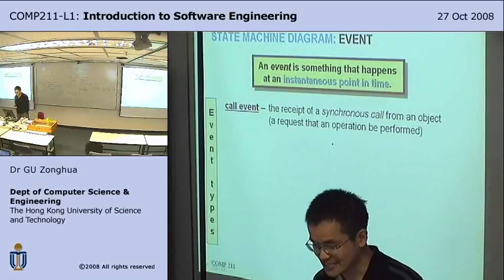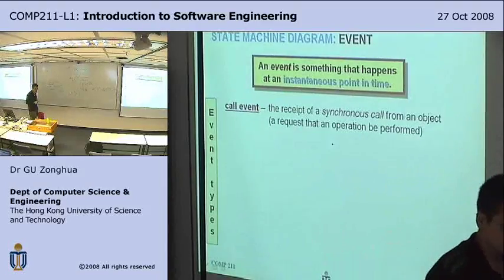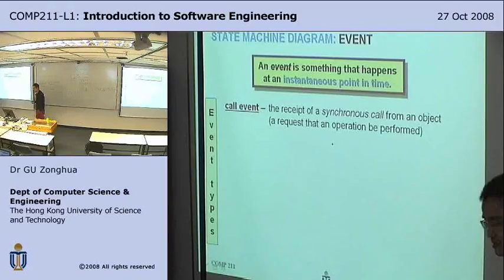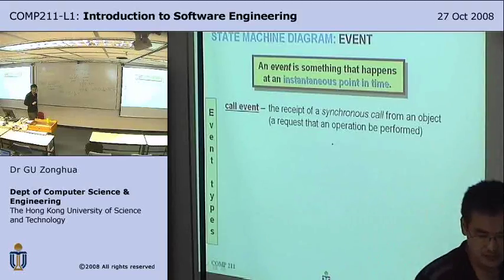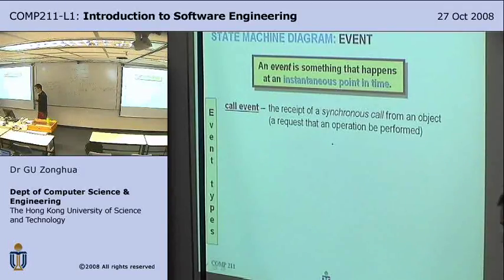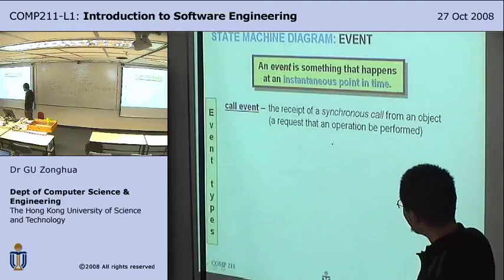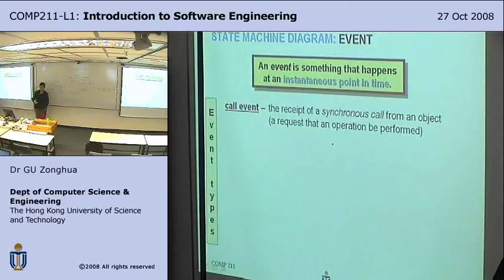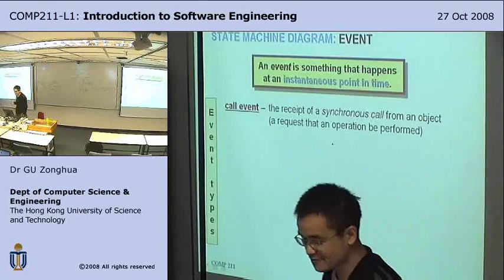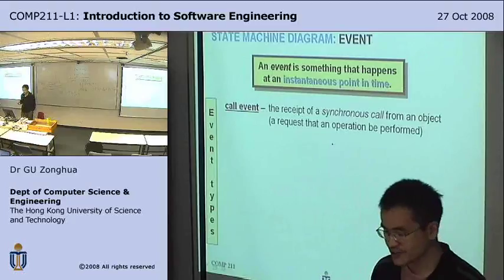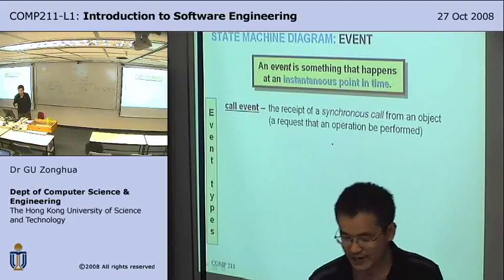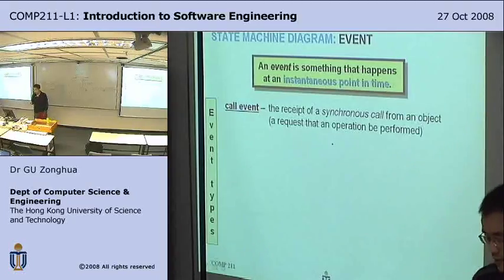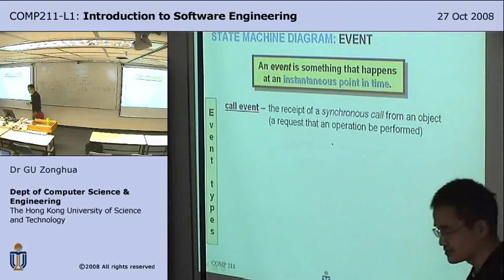A call event is the receipt of a synchronous call from an object, that is, a request that an operation be performed. A synchronous call means that another object is calling an operation of this object, and this call must finish before a return message is sent from this object to the calling object. So the calling object is waiting for this particular call event to finish processing.